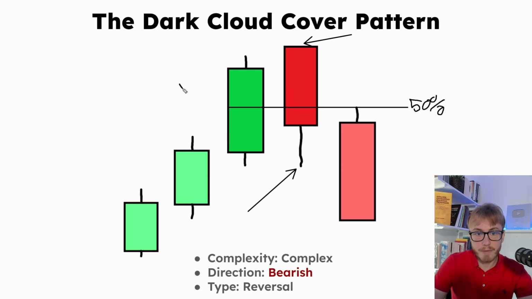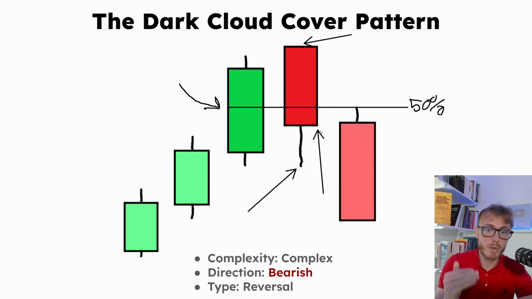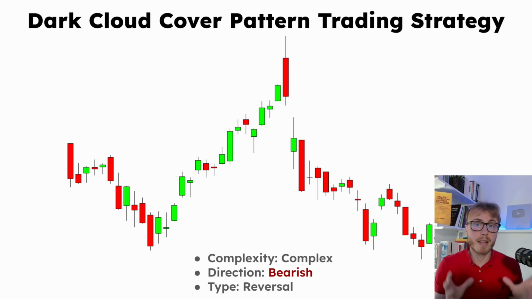So once again, the 50% mark is drawn from the middle of the body of the green candle, and what we're looking out for here is a candle close below this line. When we see a candle close below the 50% line, the pattern is confirmed and indicates a reversal. So now then, let's take a look at the dark cloud cover trading strategy.